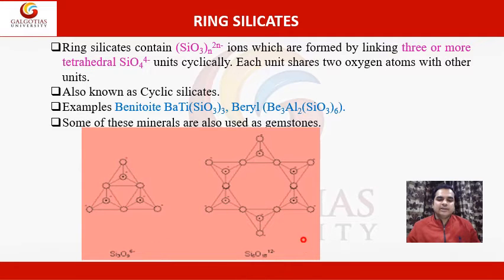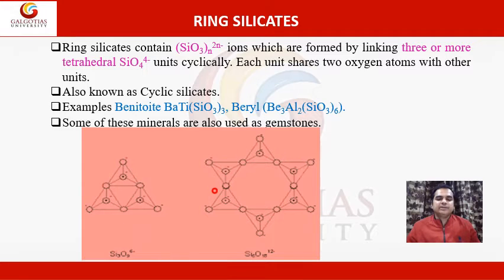and this is the structure of Si6O18 12 minus. In both structures, we can see that every unit is sharing two oxygen atoms. This is the first oxygen, this is the second, which is shared by the other units. Similarly, if we consider this unit, these are the two oxygen atoms, this first, this second, which are shared by the other. If we consider the third unit, that is also sharing two oxygen atoms, this first, this second, with the other two tetrahedral units.